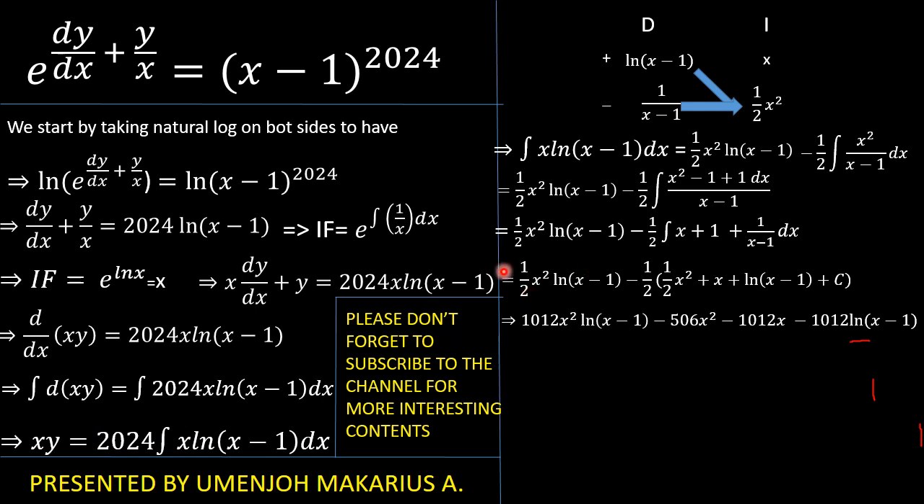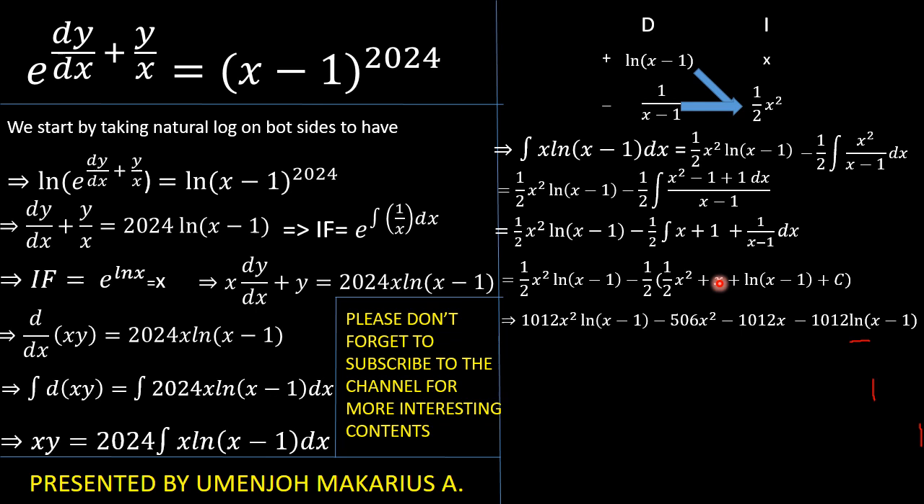2024. Good. So multiplying everybody here, guys, 2024 divided by 2 simply gives us 1012. We have 1012 x squared natural log of x minus 1 minus, now with 2024 divided by 4, because this 1/2 multiplies here to give us 4, it simply gives us 506 x squared.